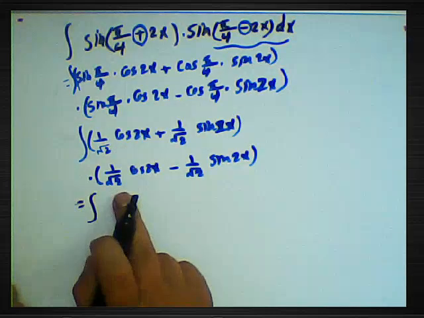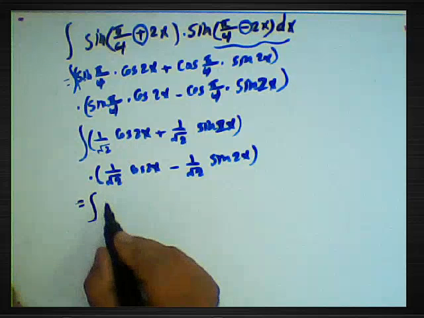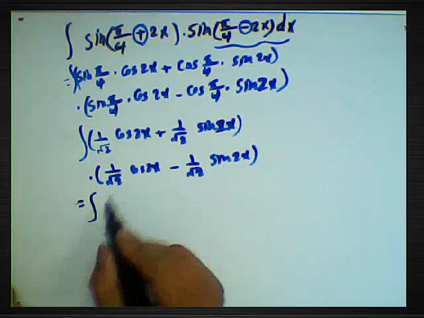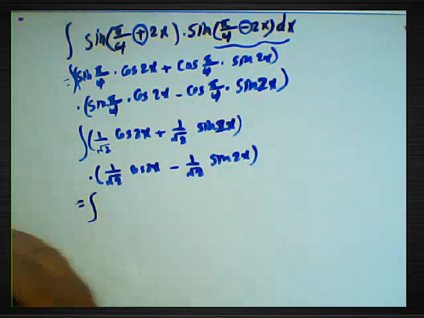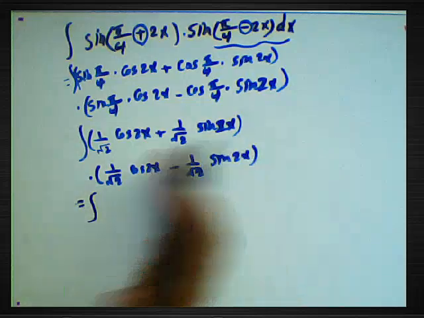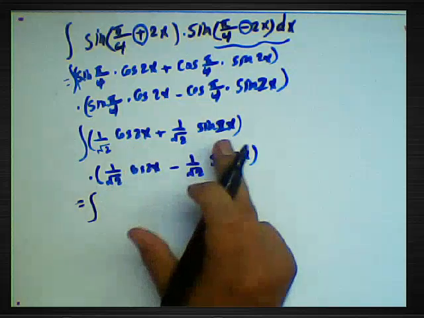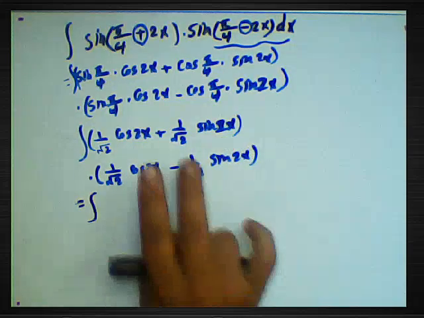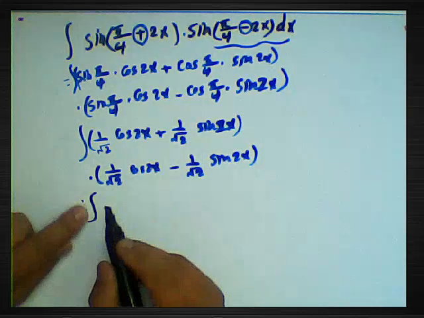First things first, here it will be 1 over 2. Write 1 over root 2 outside, and outside here I will put 1 over root 2. Multiplying 1 over root 2 and 1 over root 2, it will be half. Okay, cosine 2x plus sine 2x, and we have to conjugate. I will get this example, 1 over root 2 outside.